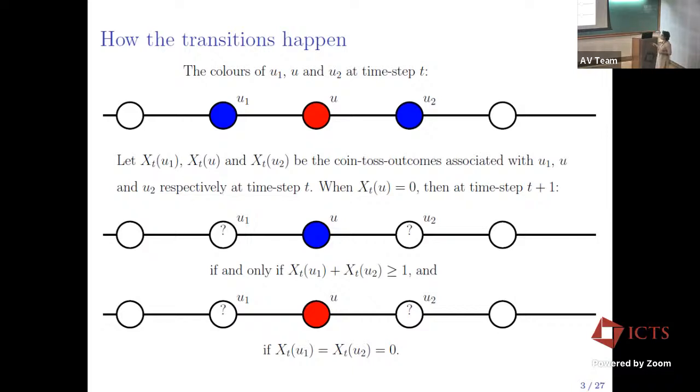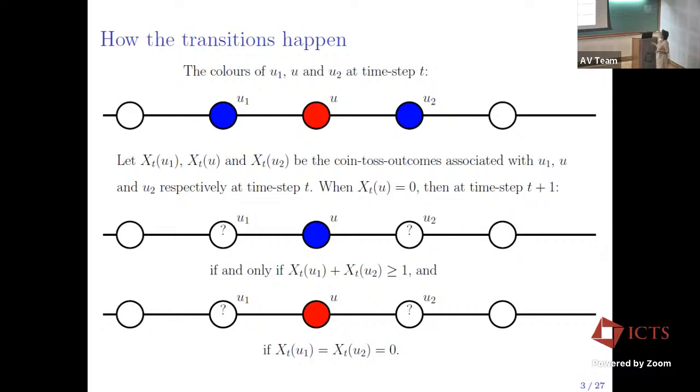Then at time step T plus 1, the color of U will change from red to blue if and only if X_T(U1) plus X_T(U2) is at least 1. What does this mean? It means that at least one of them has to be equal to 1, which means that at least one of these two must have a successful coin toss. Because if that happens, let's say U1 has a successful coin toss and U2 has a failed coin toss, then the proportion of blue successful coin tosses is one half, 1 over 2, because there are two blue vertices.